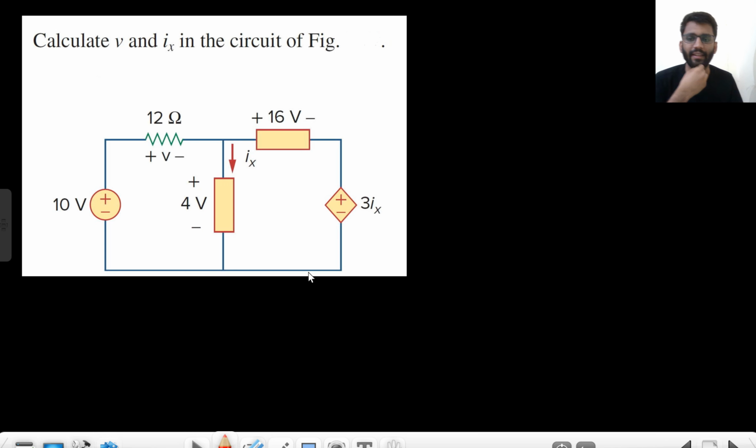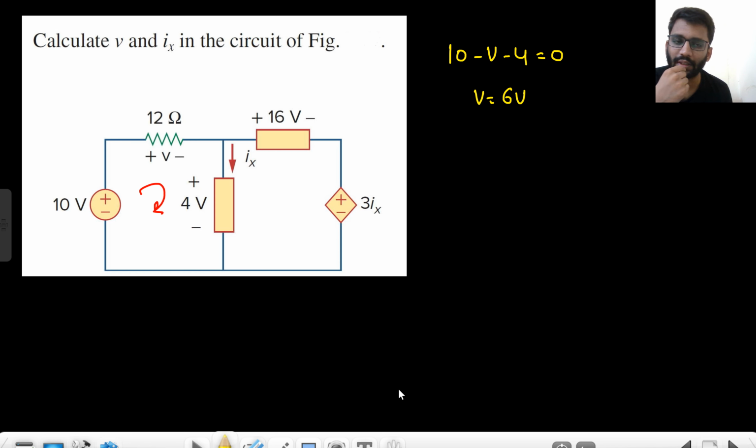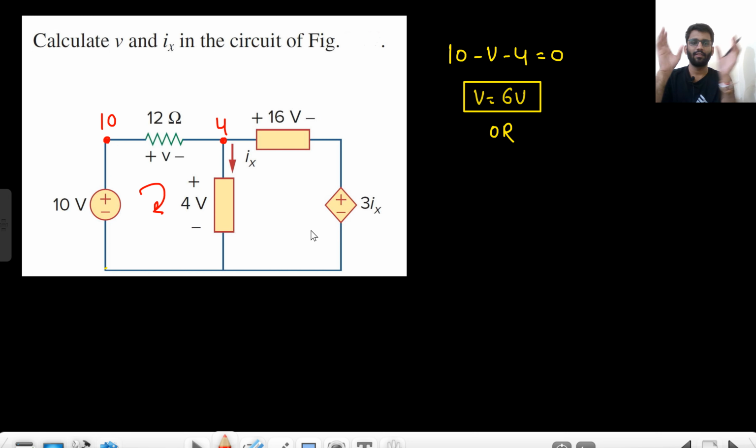You need to find the value of V and Ix. How will you find the value of V? You will apply KVL in this loop: 10 minus V minus 4 is equal to 0. So V is equal to 6 volt. Or you can write down the potential of this point. What is the potential of this point? 10. What is the potential of this point? 4. So what is V? 10 minus 4, that means V is 6. Understood?